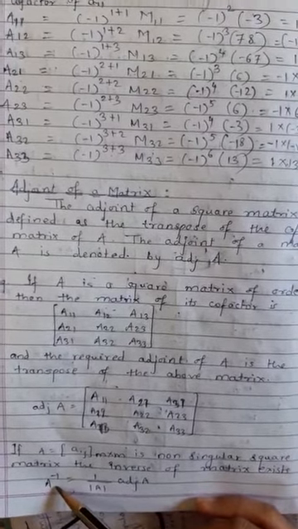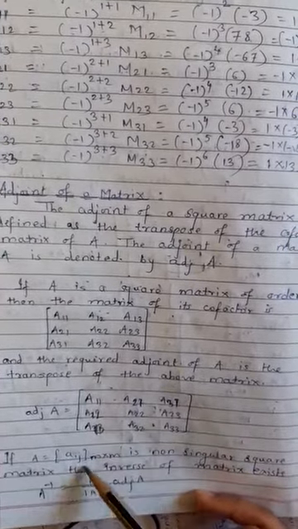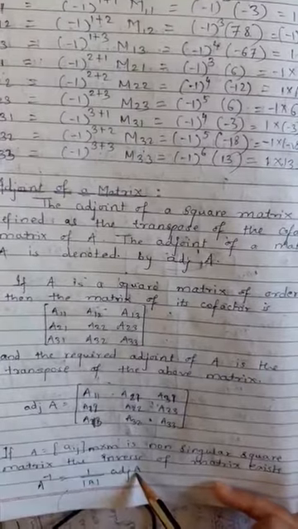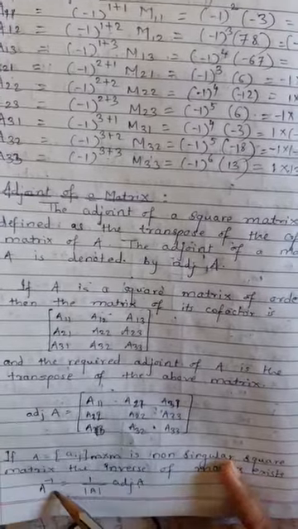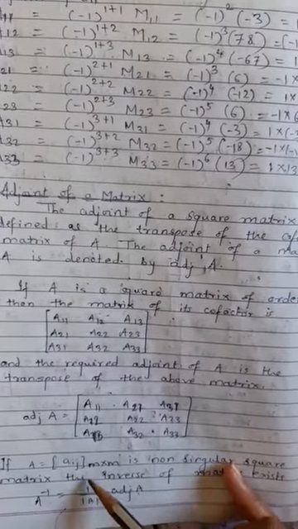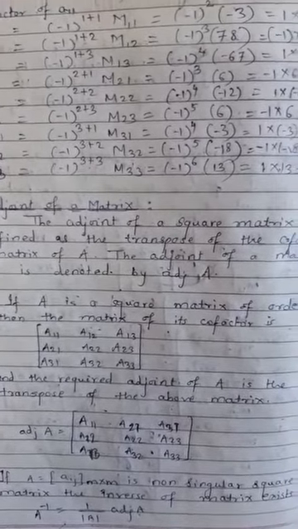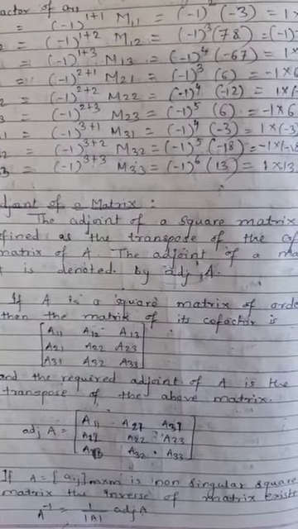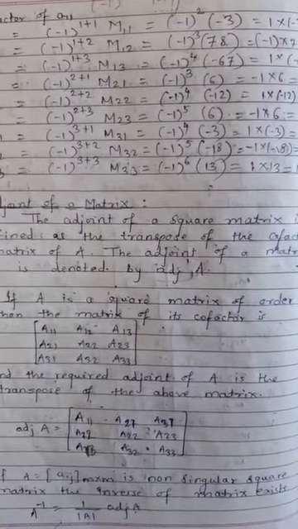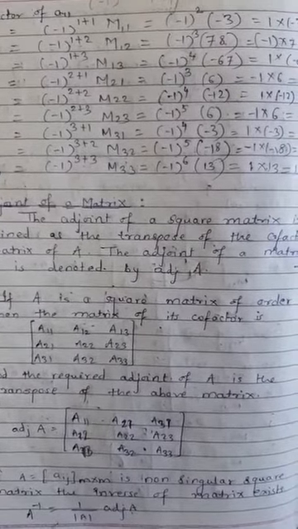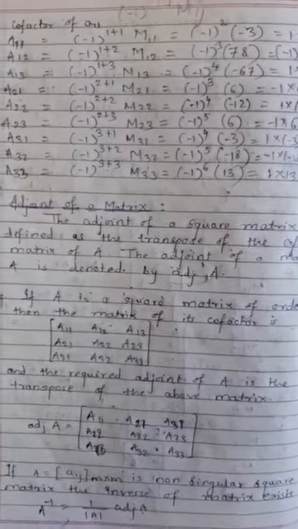Then its formula is A inverse is equal to 1 upon determinant of A into adjoint of A. So after finding out the adjoint, we have to find out the inverse. So in this way we will find out the inverse of a matrix by the adjoint method. So what is the procedure? First we have to find out minors, cofactors, then adjoint, and then inverse.